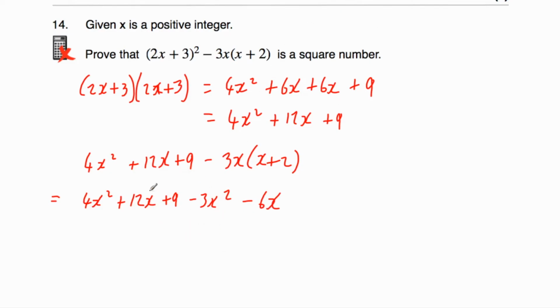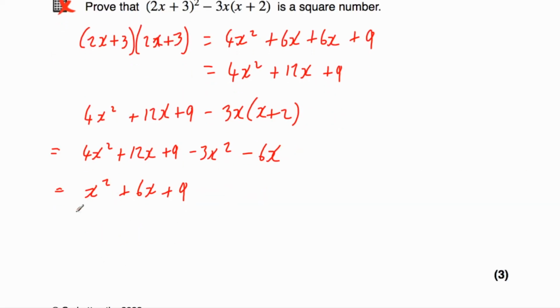And we want to show this as a square number, so let's simplify this. 4x squared take away 3x squared, that's going to be x squared. We've got our 12x take away 6x, so that's going to be plus 6x. And then we've got our plus 9. Now we want to show this as a square number, so what we're going to do now is factorize this and see what we get.